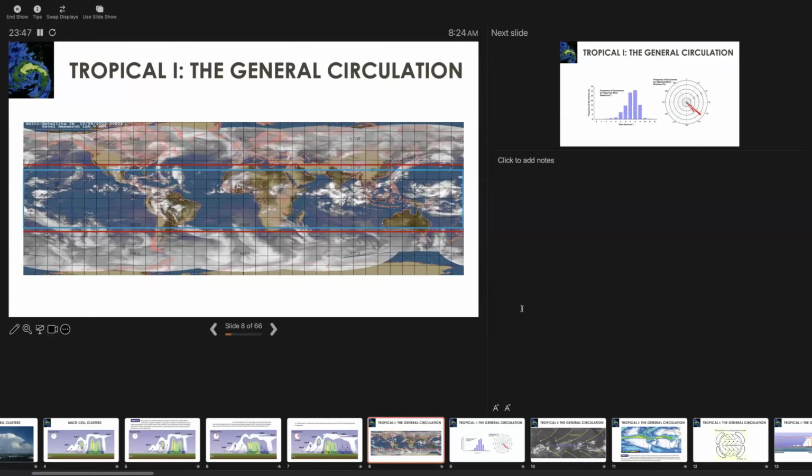What's that swirling air mass on the far right? That's another tropical system. That's a typhoon. Typhoons, hurricanes, and tropical cyclones are all exactly the same system. We'll get to that. It's just where they form.